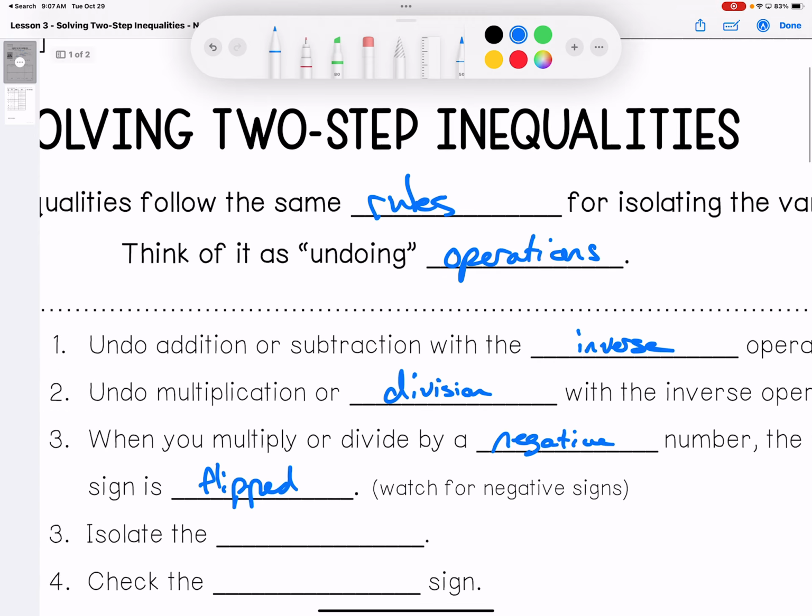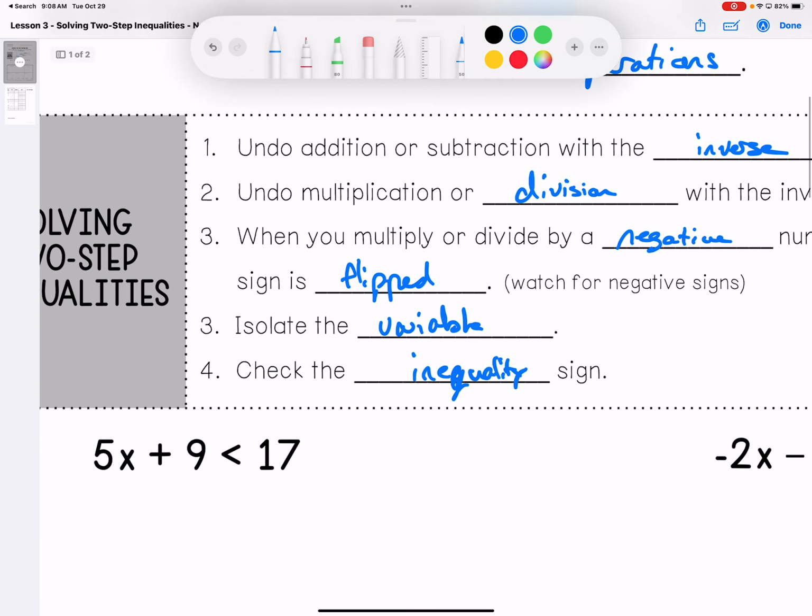We're going to isolate the variable, and then we're going to check the inequality sign. So we're going to undo addition or subtraction with the inverse operation. Then we're going to undo the multiplication or division with the inverse operation. Just be careful, because when you multiply or divide both sides by a negative, the sign is flipped. Number 3 or 4, I'm going to isolate the variable. And then 5, we're going to check the inequality. All right, here we go.